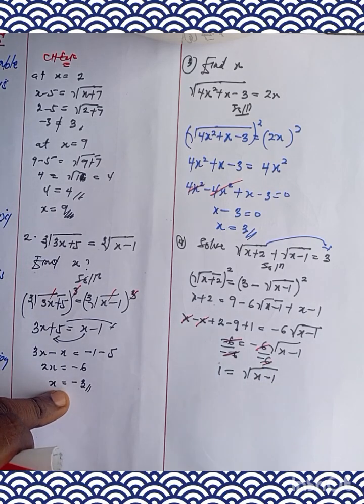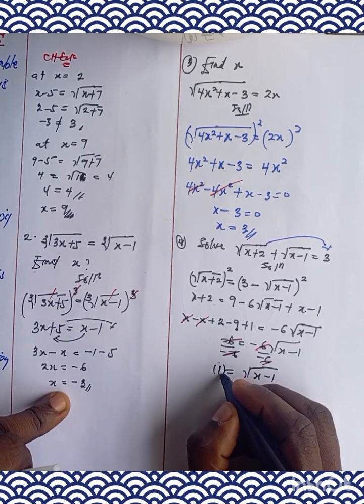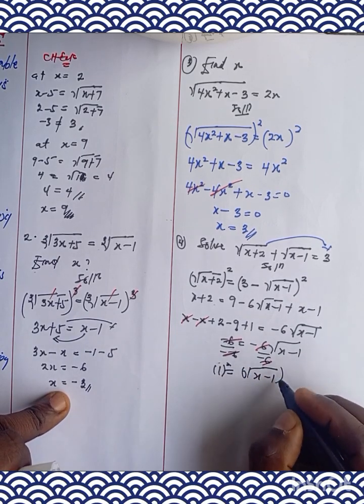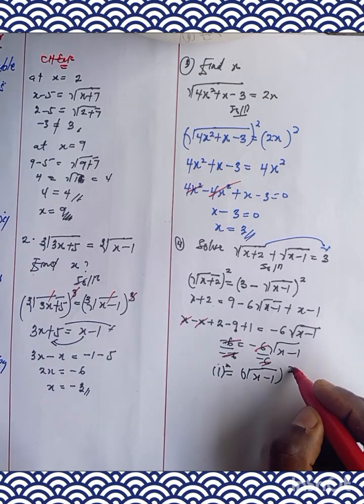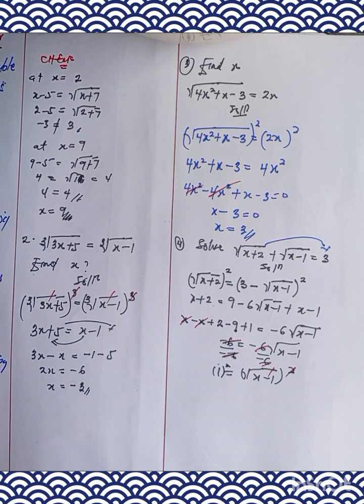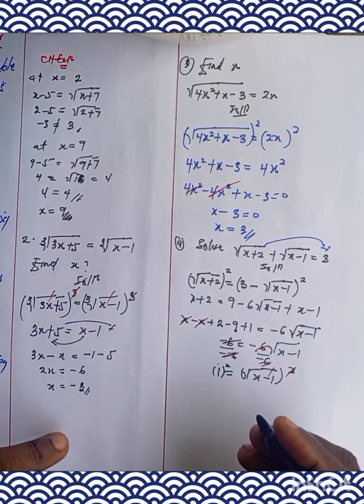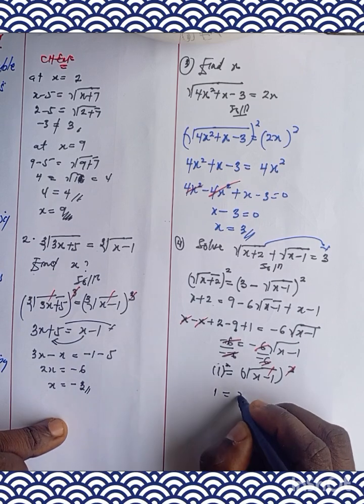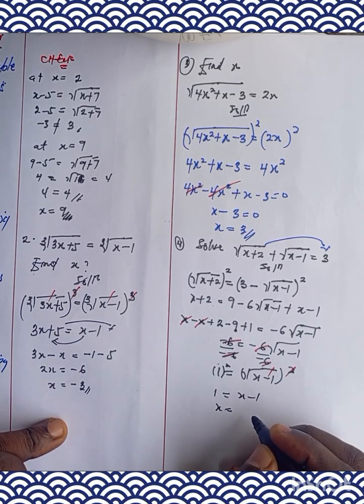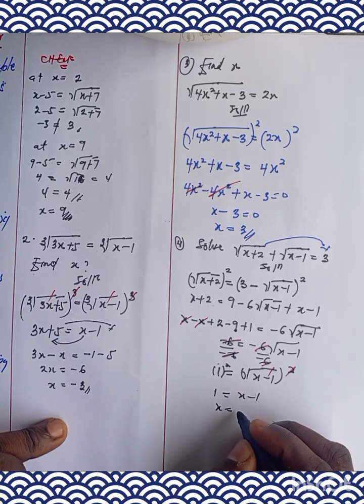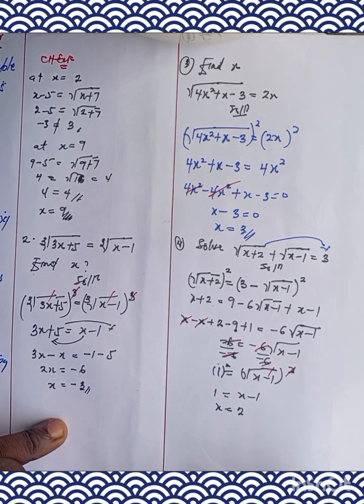And then we square again to do away with the radical sign. So squaring both sides again. You can see that the square and then the radical sign will go. We are left with 1 is equal to x minus 1. Grouping like terms, we have x is equal to what? 2.